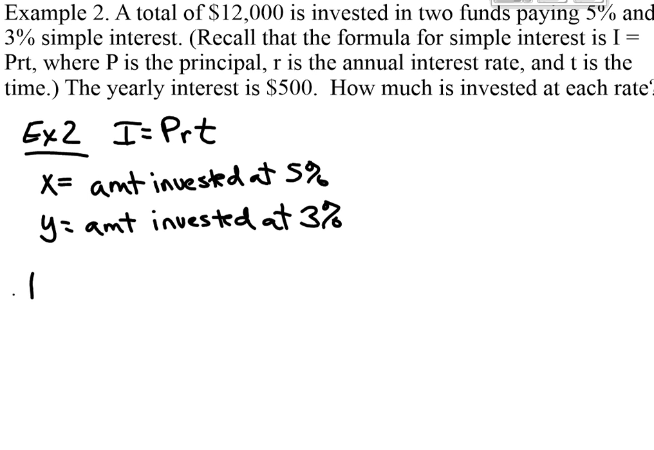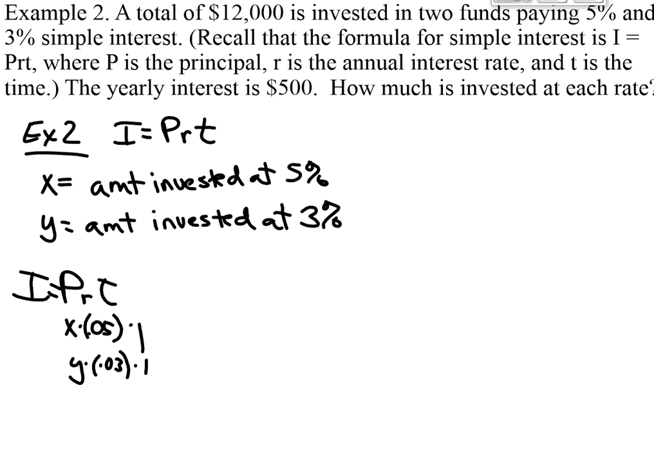So just a reminder, I equals PRT. So we have the amount invested at 5% is X. The rate is 0.05. And time is just going to be however many years or 1 year or whatever. And the yearly interest, so it's 1 year. And then the other one, Y, is invested at 0.03, and that's also at 1 year, just to know where we're getting things as we go.